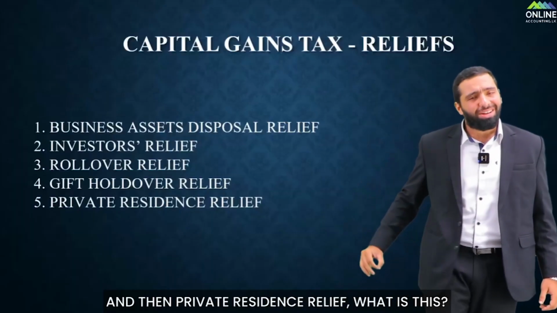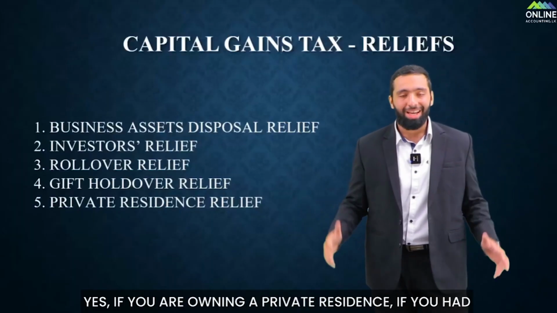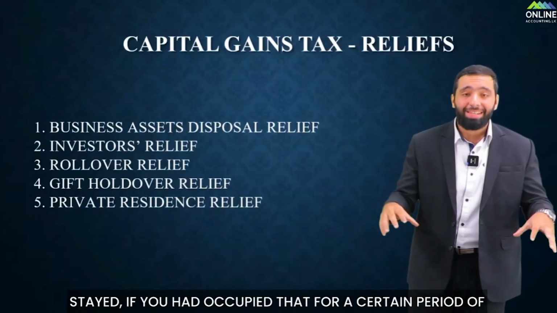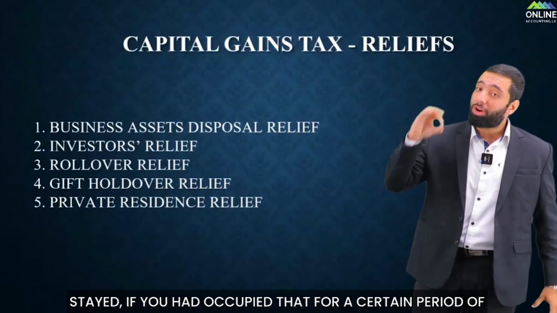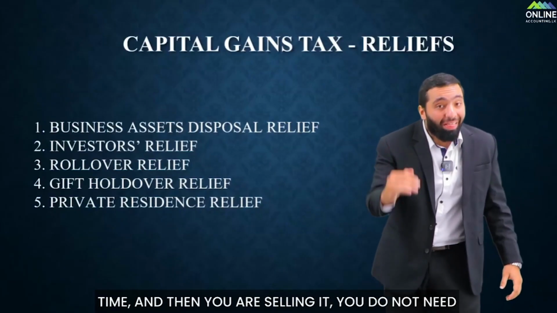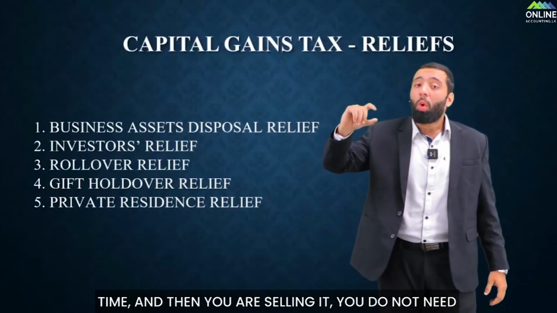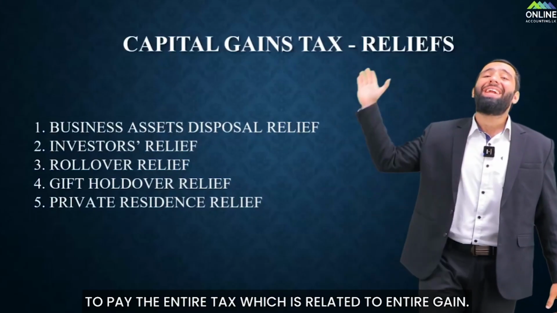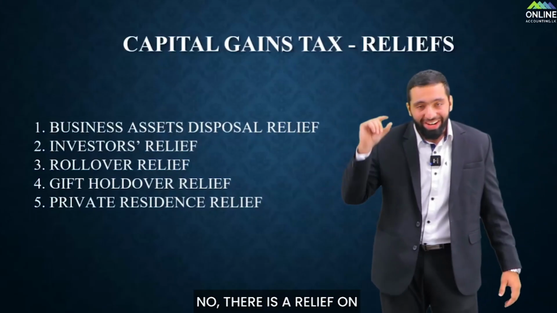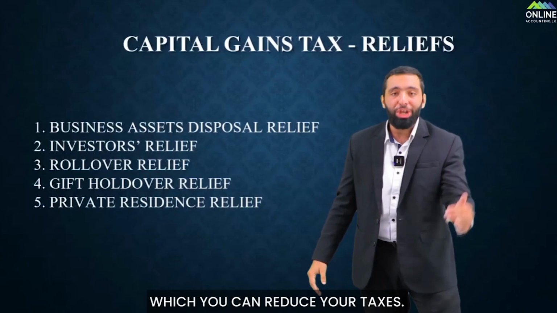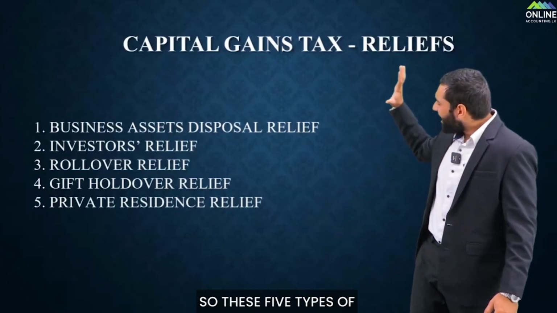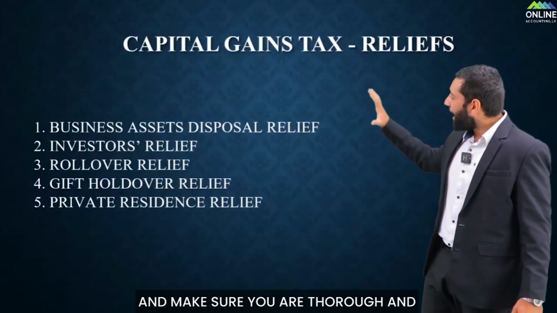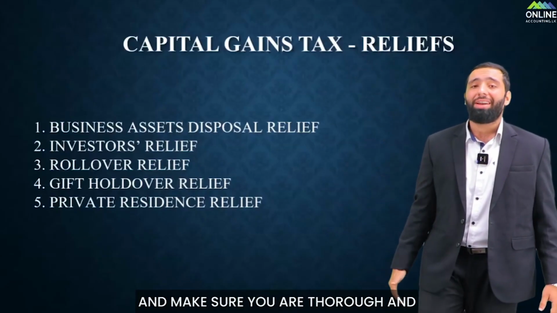And then private residence relief. What is this? Yes, if you are owning a private residence, if you had occupied that for a certain period of time and then you are selling it, you do not need to pay the entire tax which is related to the entire gain. No, there is a relief with which you can reduce your taxes. So these 5 types of reliefs are very, very important, and make sure you are thorough and you have a good understanding of these.